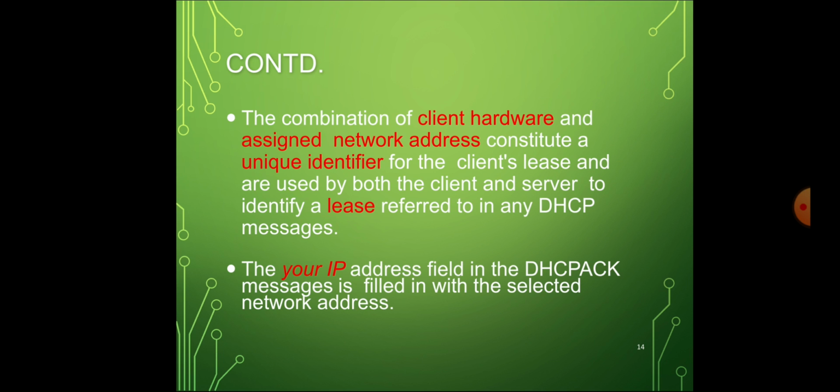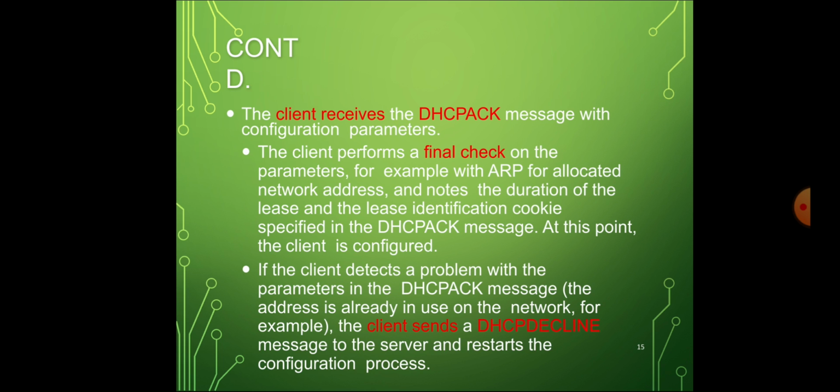Now next, the combination of client hardware and assigned network address constitutes a unique identifier for the client lease and is used by both client and server to identify the lease referred to in a DHCP message. The your IP address field in the DHCP acknowledgement message is filled in with the selected network address. That is going to be explained in the further slides. The client receives the DHCP ACK message with the configuration parameters.